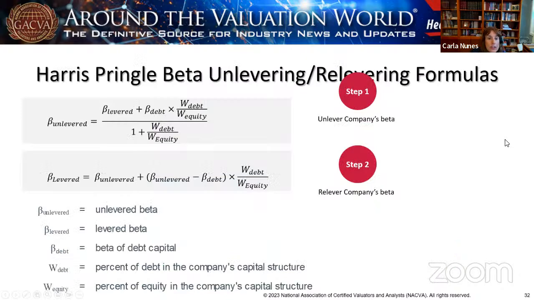And if we go to the next slide, this is just so you have the formula, so you know what it is. And the Harris-Pringle betas are technically more correct from a theory standpoint. What Harris-Pringle says is that there is a certain risk associated with having debt in your capital structure. In other words, the Hamada assumes that there's no risk. You can have 99% debt in your capital structure, and there's no risk that you'll default, and there's no risk that you will not be able to use the tax shields. You will not be able to deduct interest expense for tax purposes.